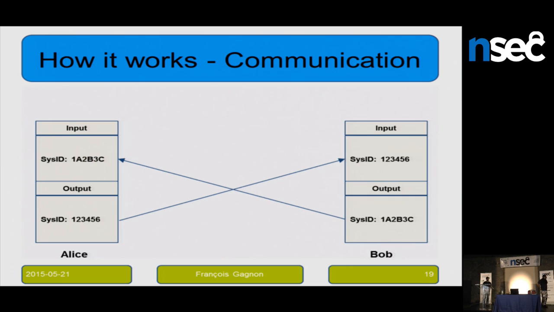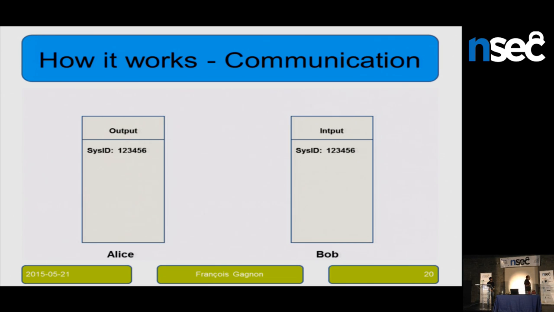All right. So that was for key material. Now how the system works, which is quite similar to what Trevor talked about previously. If Alice and Bob want to talk together, they will each have a pair of systems that are matched together. For instance, the output system of Alice, system ID 123456, will be the input system of Bob, and then the output system of Bob, 1A2B3C, will be the input system of Alice. So they have to have a pair of matching systems.